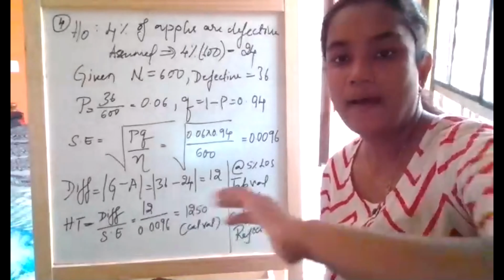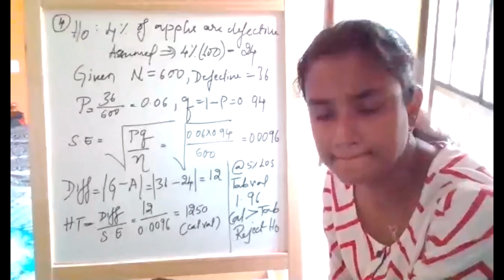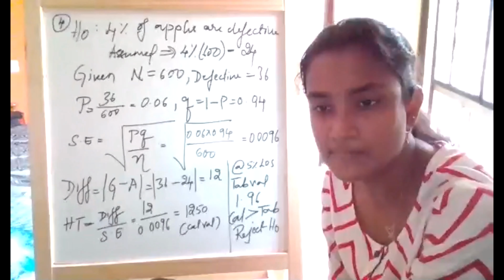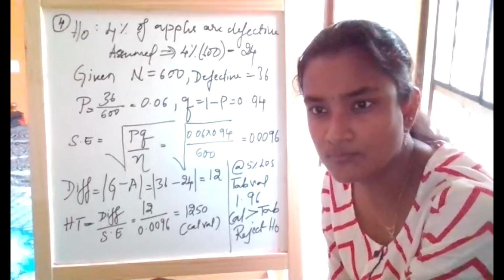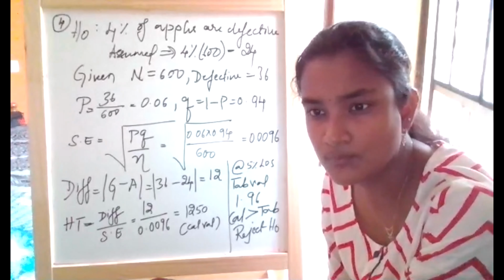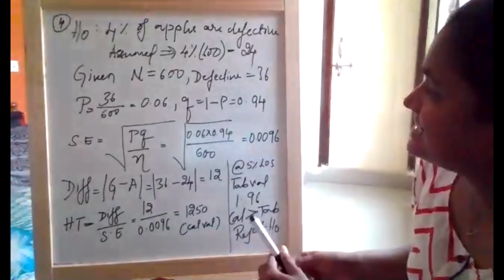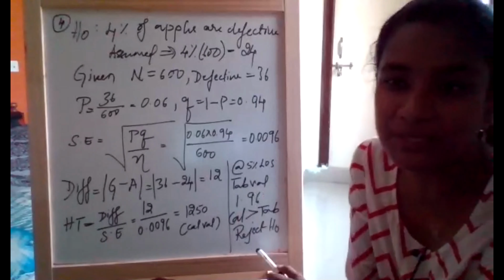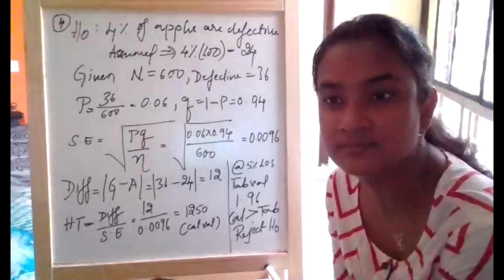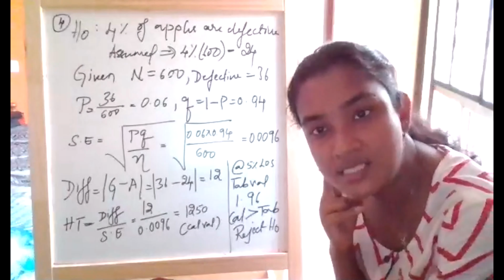Excuse me, ma'am. Tell me. Ma'am, I wanted to ask, in this question there are no limits given. So how do we find which formula of standard error we have to use, this one or the other one? For standard error, you need to identify which formula will be applicable to the respective question. That comes under practice.